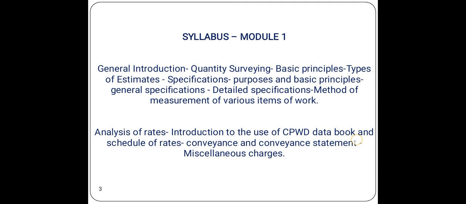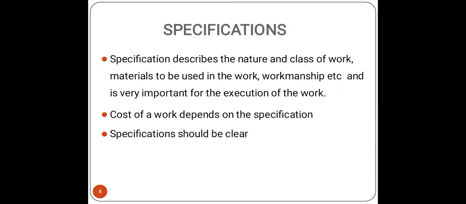Now we are moving on to the specifications. Specification basically describes the nature of work, class of work, materials to be used in the work, workmanship, etc. It's very important for the execution of work. Cost of a work depends on the specification, and the specifications should be clear.